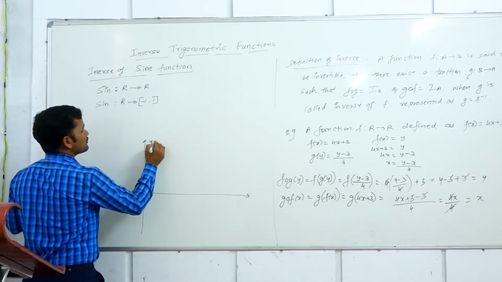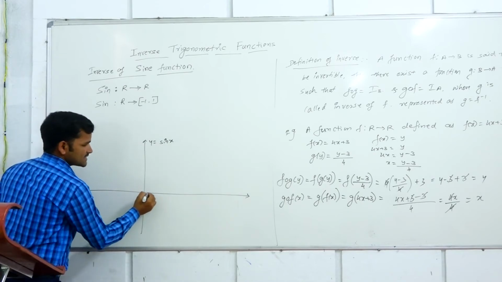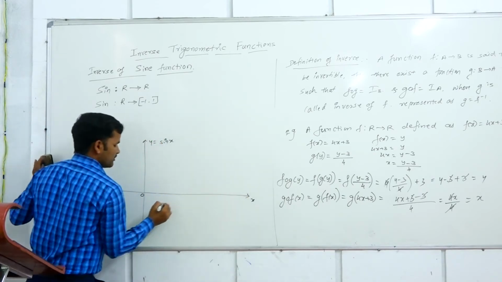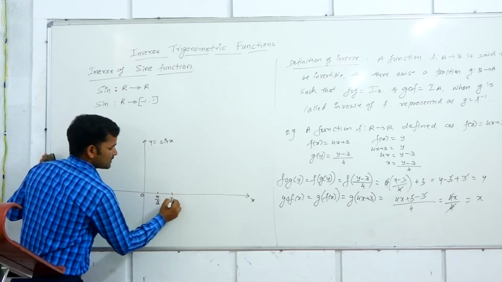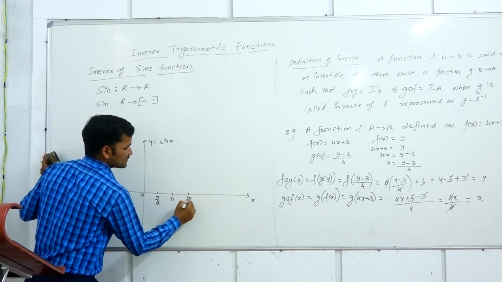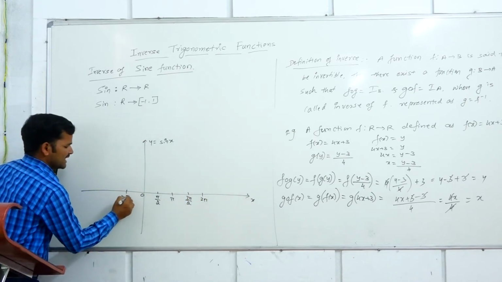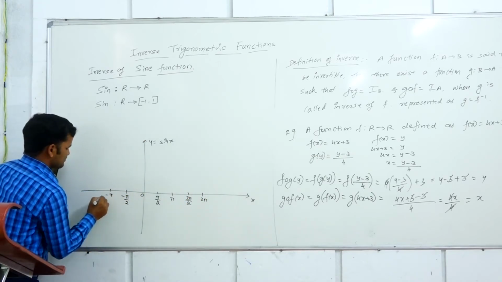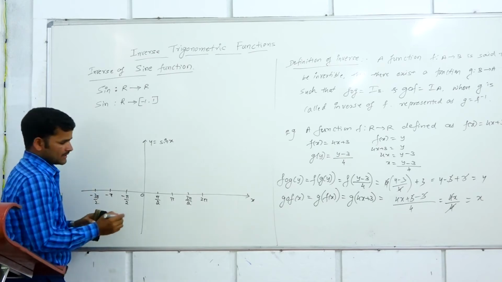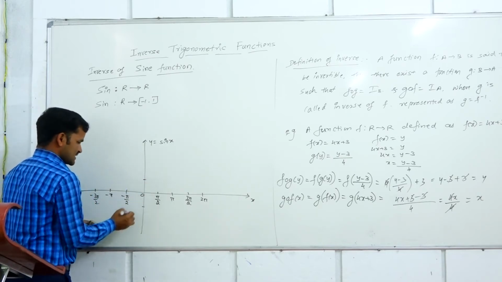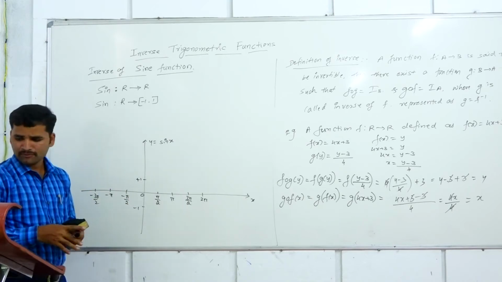This is y is equal to sine x. On x-axis, we will consider domain values, means 0, pi by 2, pi, 3 pi by 2, and 2 pi. Left hand side, minus pi by 2, minus pi, minus 3 pi by 2, like that it goes. And then on y-axis, we will consider range values. Here is +1, then -1.